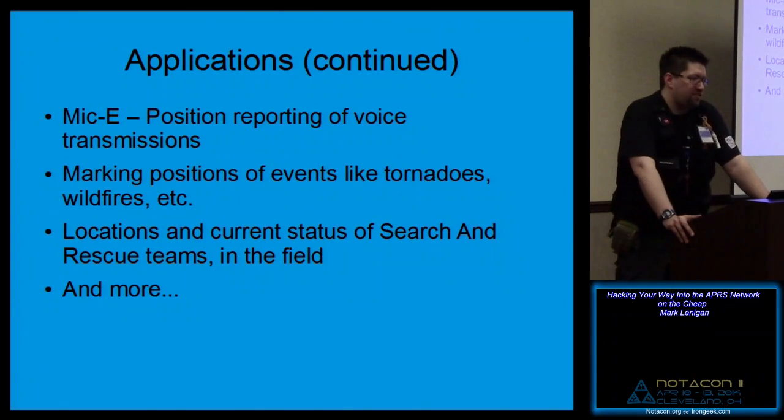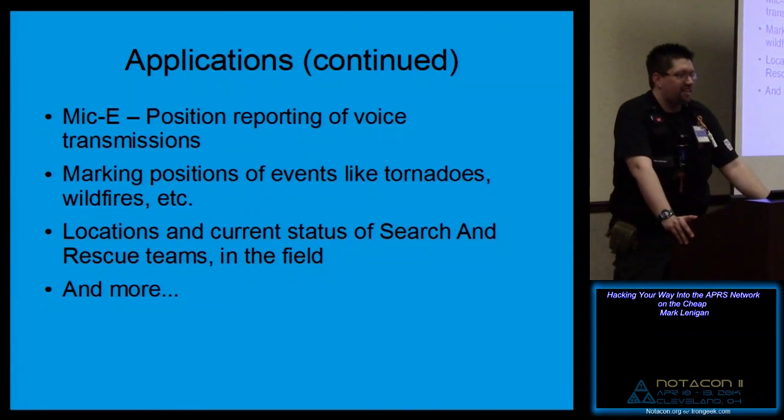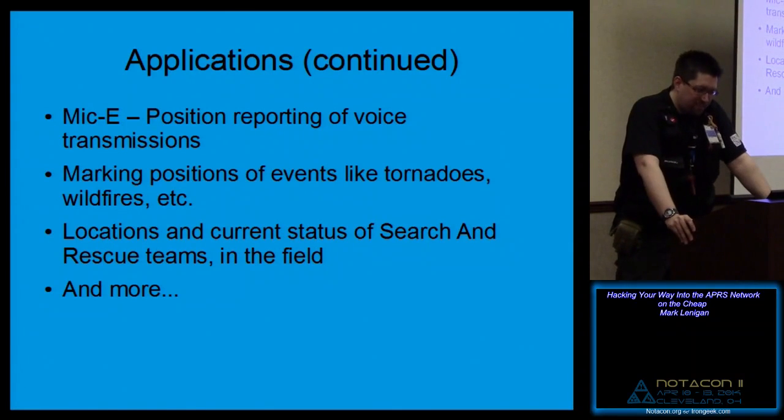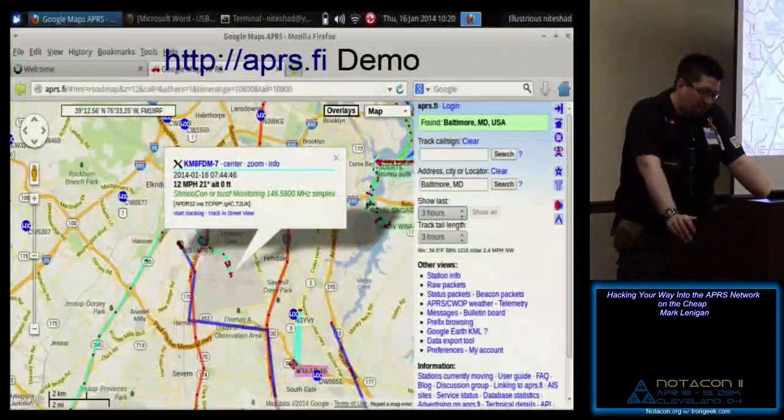Around Phoenix last year when they had all the bad wildfires, amateurs were out marking the positions of wildfires with APRS, and they actually had a fire icon on APRS.fi, and the whole city looked like it had a ring of fire around it. And like I had said earlier, locations of search and rescue teams, and basically whatever you can think of. That's the great thing about amateur radio. You can hack it to your own heart's content.